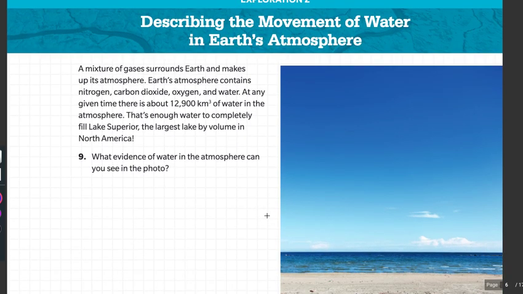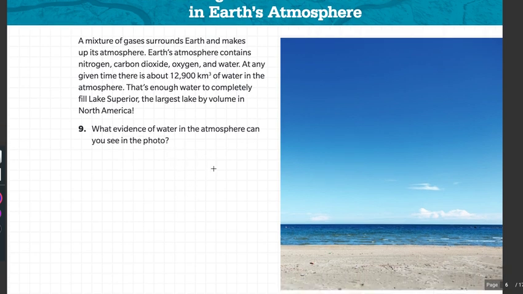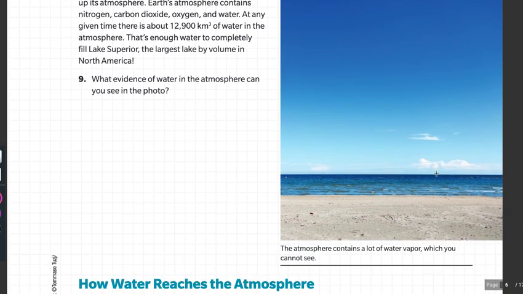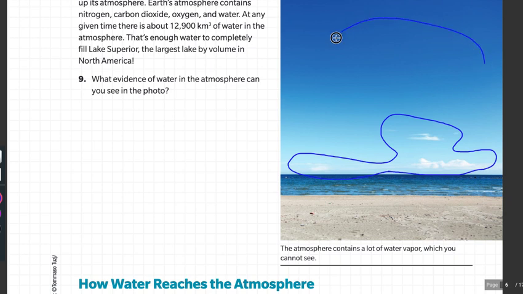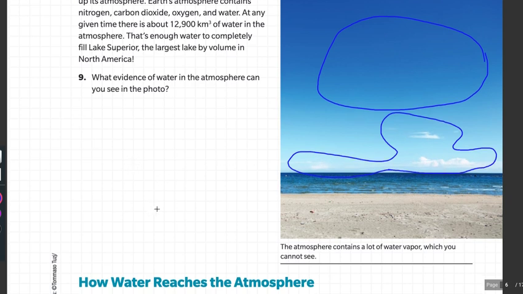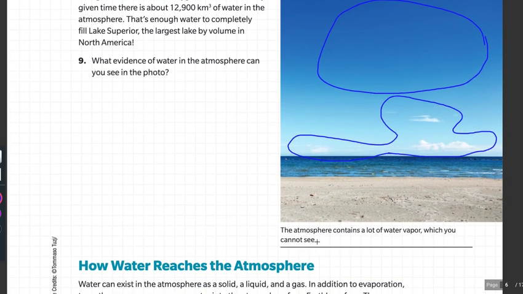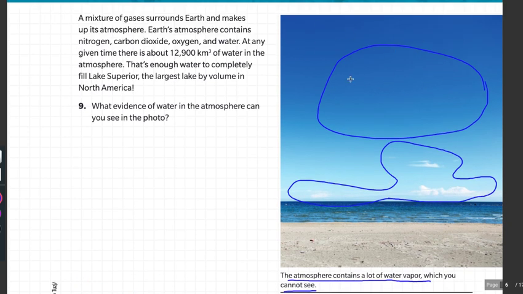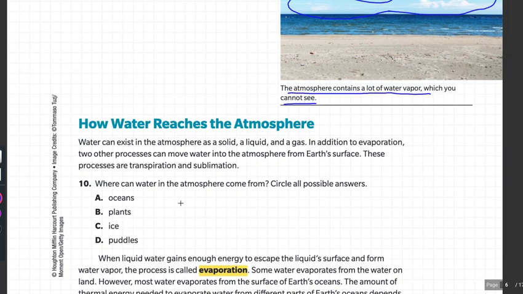Okay, exploration 2. The movement of water in Earth's atmosphere. So what evidence of water in the atmosphere can you see in this photo? You can see clouds. These clouds here are evidence of water vapor in the atmosphere. There's also water vapor where you can't see it, just spread super far apart, but this is where it has condensed, so you can see it most accurately. It says right here, the atmosphere contains a lot of water vapor, which you cannot see. So you can see it when it condenses, but there are still water molecules in the atmosphere, right? The atmosphere is still made up of molecules of things.